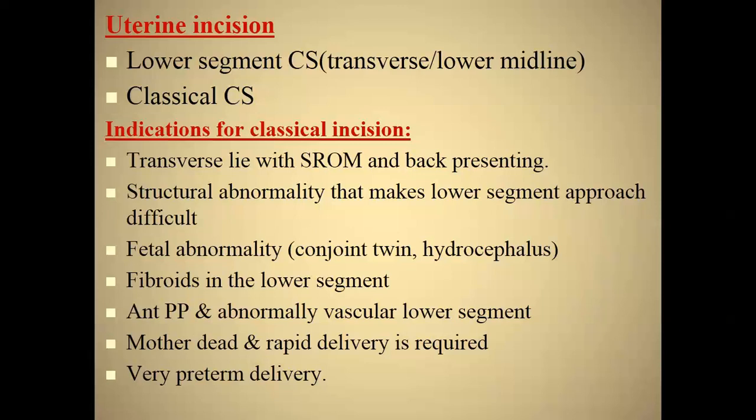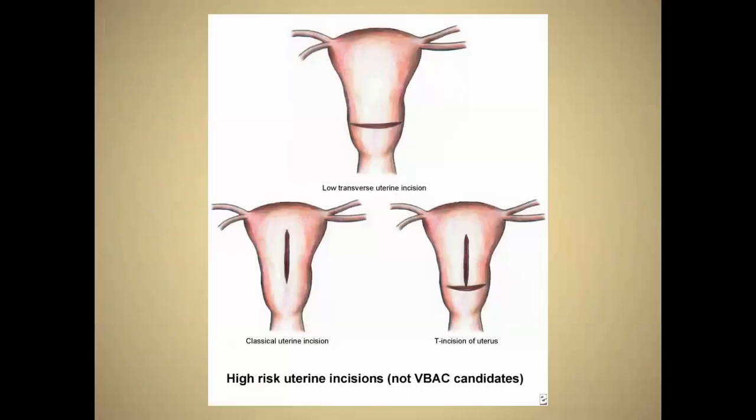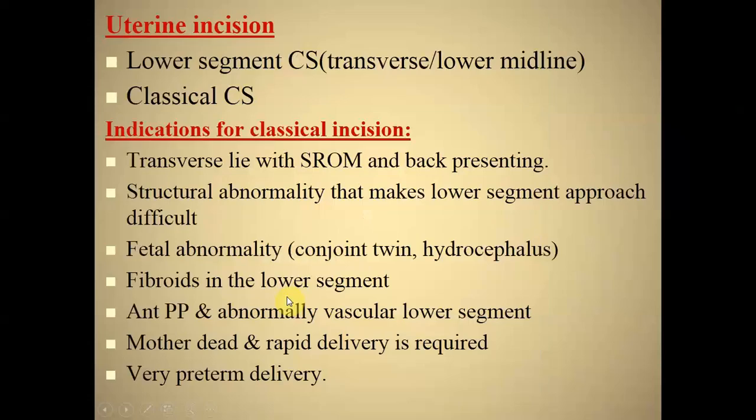Fetal abnormality: if you have conjoined twins or hydrocephalus, because conjoined twins need much space to be delivered. If you do the lower uterine segment cesarean section, which is the preferred one and the commonest one with less complication, it has small accessibility. I cannot deliver a large baby, for example conjoined twins or big hydrocephaly, from that incision, so I will choose the one which can be longitudinal and gives good accessibility to the intrauterine components.